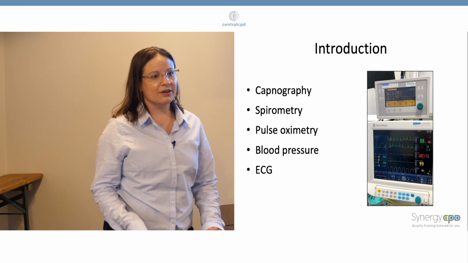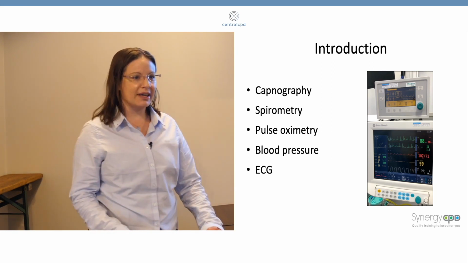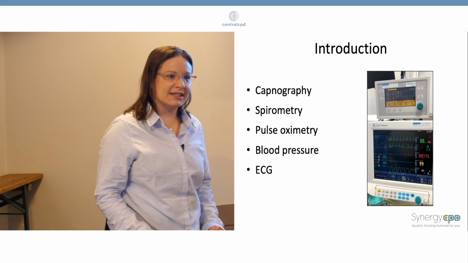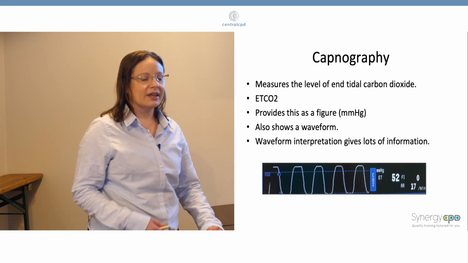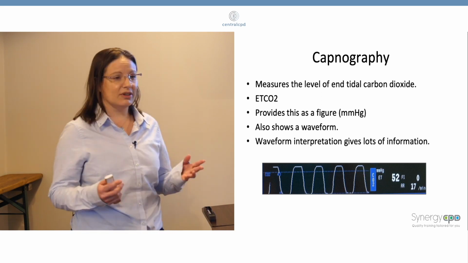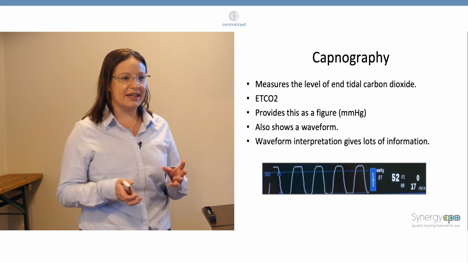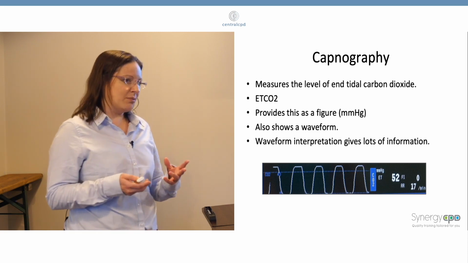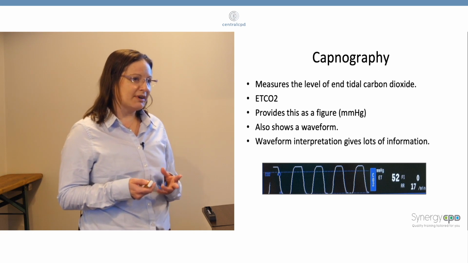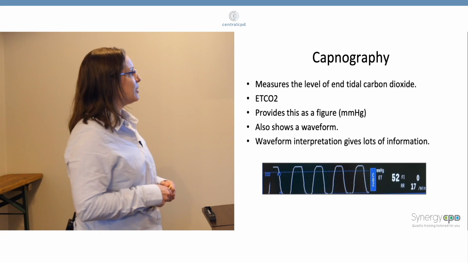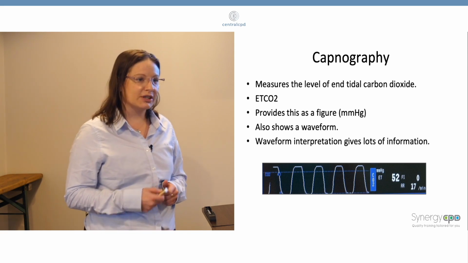So we're going to go through spirometry, capnography, pulse oximetry, blood pressure and ECGs. Starting off with capnography. Your capnograph is going to measure your end tidal CO2. It's going to give you a number in millimeters of mercury, and if you have a capnograph, then it will give you a nice waveform that will tell you lots of things about your patient.